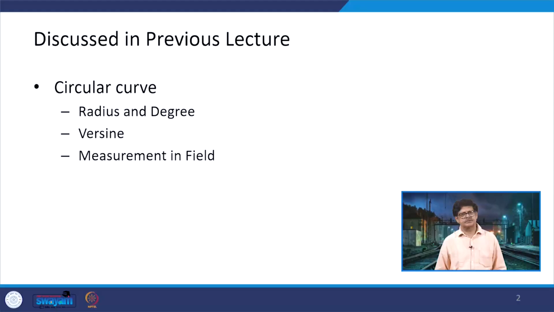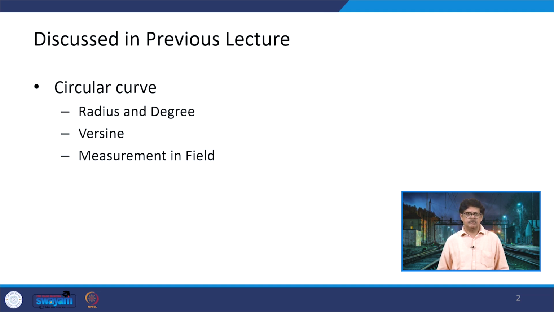Dear students and participants on the course on railway engineering, today our focus will be on the provision of superelevation on the tracks. In the previous lecture, if you remember, we discussed the circular curve. We talked about the radius, the degree of the curve, the Vasin, the relationships between the radius and the degree and between the Vasin and the degree.